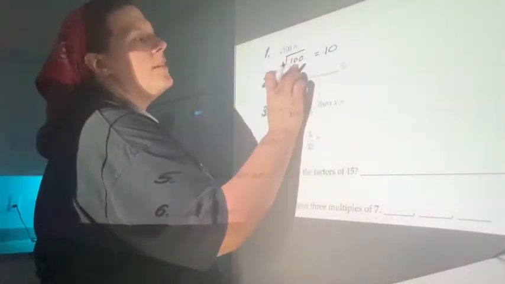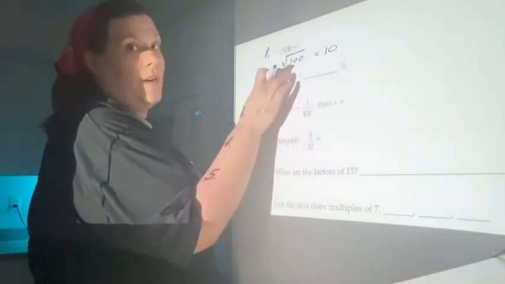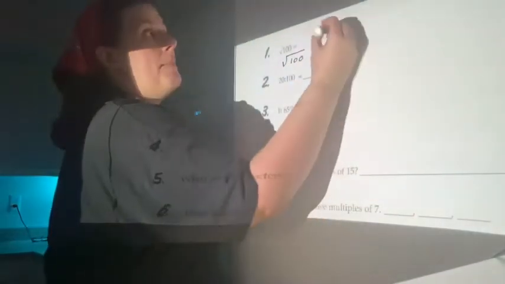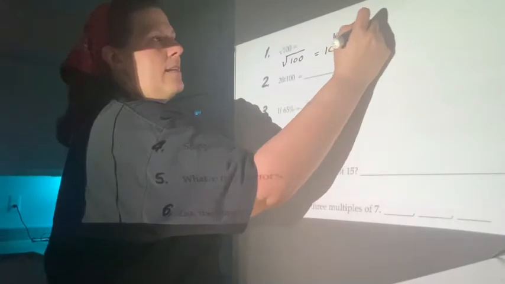When you look at the square root of something, it's telling you that this number times itself is going to give you the 100. That's what the square root sign means. So the way we can check it is by putting 10 times 10 equals.